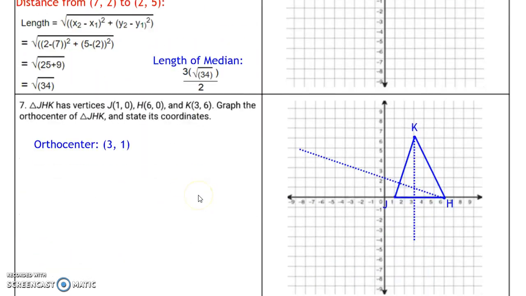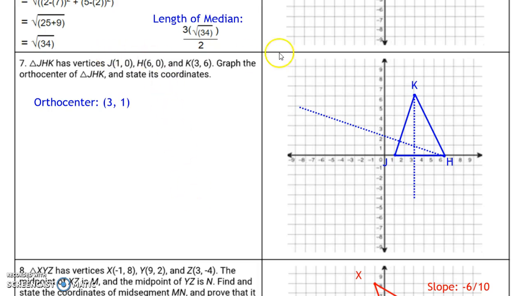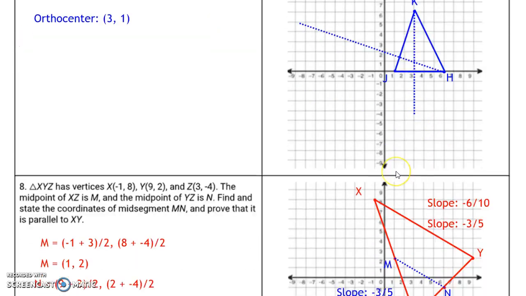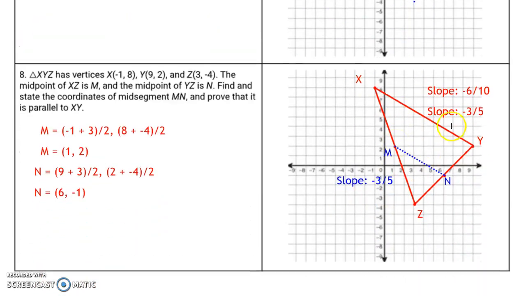That was question 6. For question 7, it gave us vertices, and it asks us to find the coordinates of the orthocenter. Orthocenter is what happens when we intersect the altitudes, and this altitude, perpendicular to the bases, and intersecting the vertices, intersect at 3, 1. Here we were able to simply calculate the midpoints, and find the slope between MN and the slope between XY.